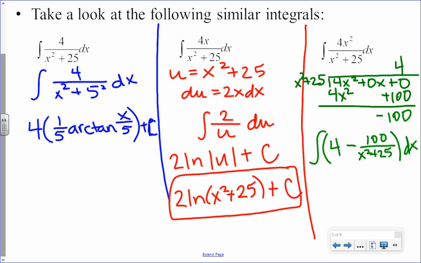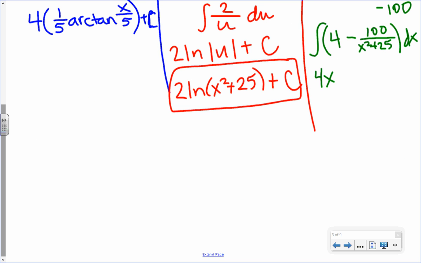Okay, so if it's an improper fraction, we can divide to break it up. Now we can use our techniques. What's the antiderivative of 4? Okay. Now we have minus 100. What pattern does this follow? Arctangent. So we have 100 times 1 over a arctangent of x over a plus c.